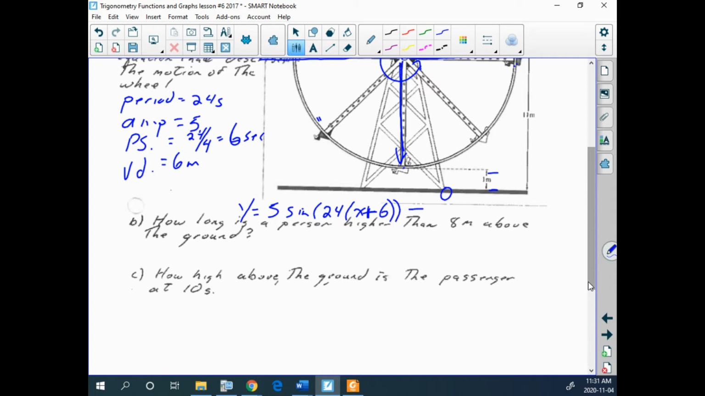And I made a mistake, and I deliberately made that mistake. Where is my mistake? Don't write it down yet. Is 24 my B value, or is it my period? My period. So before I can start plugging numbers in, I need to take this period. 24 is equal to 2 pi divided by B. B is equal to pi over 12.